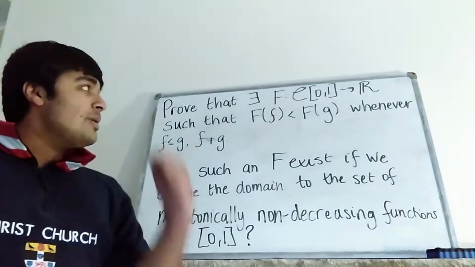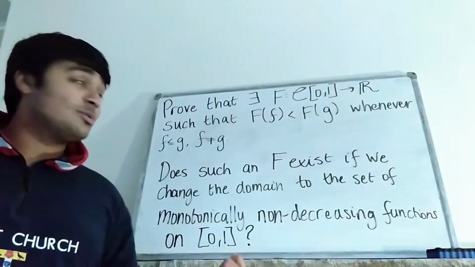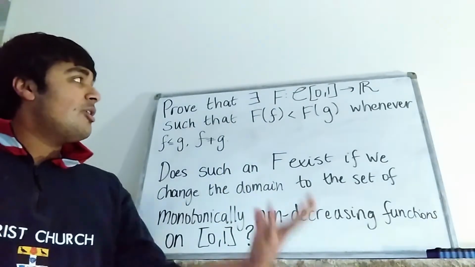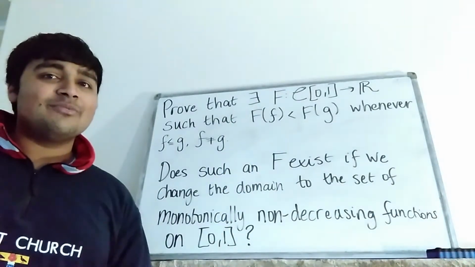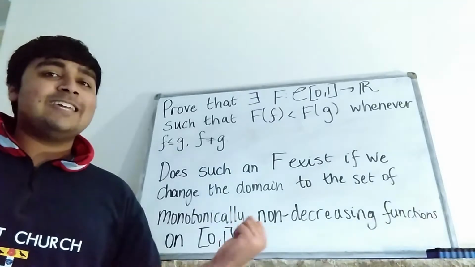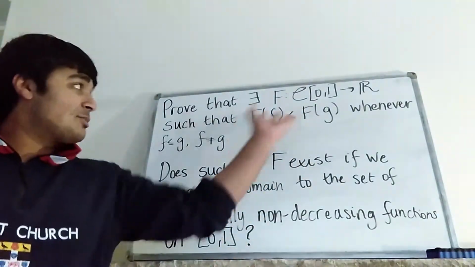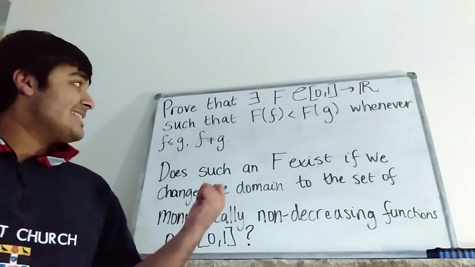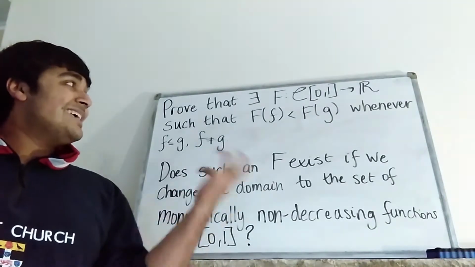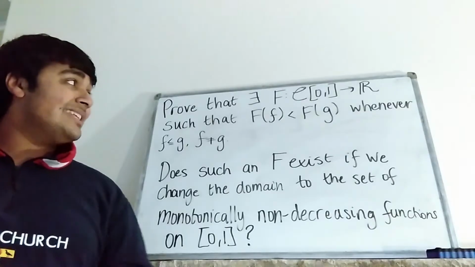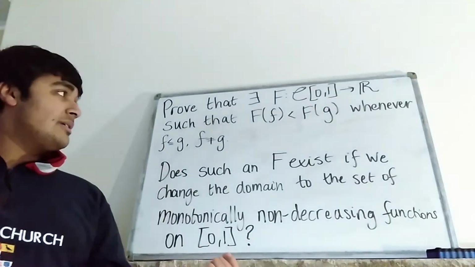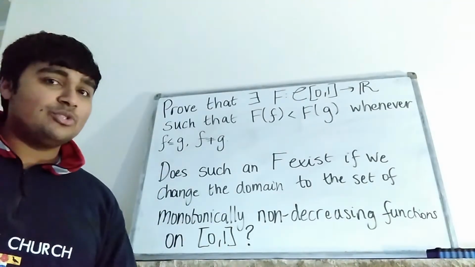Okay, so the first part, we want to prove that there exists a function capital F defined on the space of continuous functions on the bounded interval [0, 1]. In other words, capital F takes in a function which is continuous on [0, 1], and capital F spits out a real number, and it has the property that capital F of little f is strictly less than capital F of little g whenever f is less than or equal to g and f does not equal g.